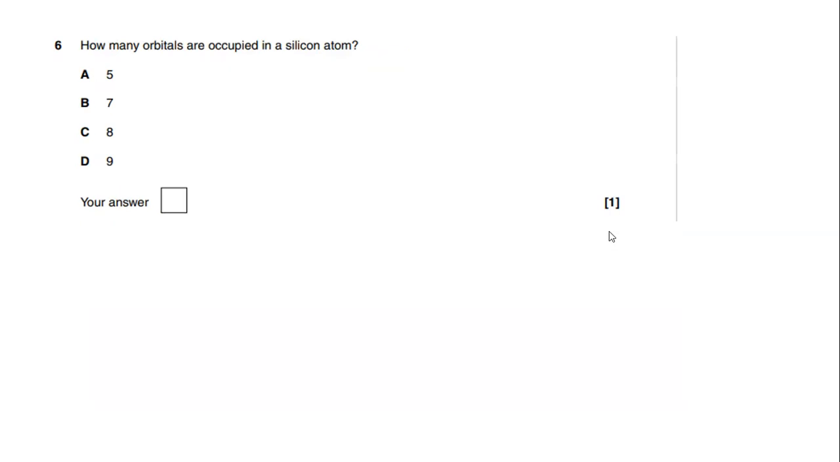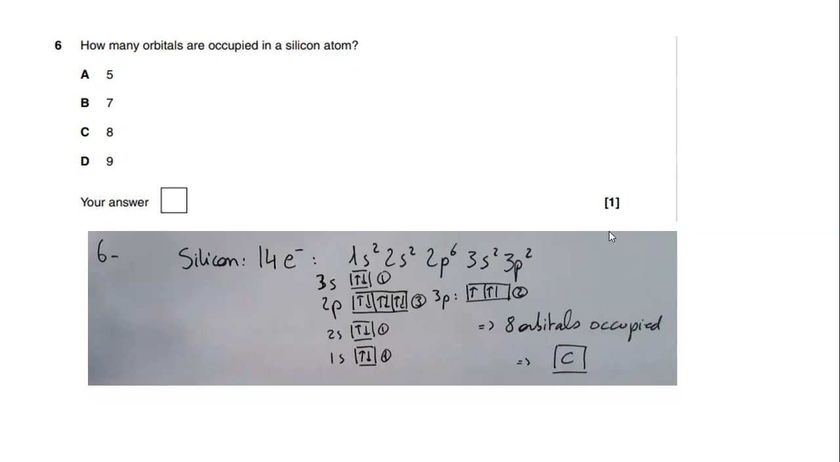Question 6, how many orbitals are occupied in a silicon atom? So for this one, you need to draw the entire electronic structure. So 1s2, 2s2, 2p6, 3s2, 3p2. Each little square is an orbital, so you're going to have to count the number of squares occupied. So the 1s and 2s are 1 orbital each. The 2p is made of 3 orbitals. 3s is made of 1 orbital. The 3p is made of 3 orbitals, but only 2 of them are occupied by single electrons. So overall, we have 2, 3, 4, 5, 6, and 8 orbitals are occupied.